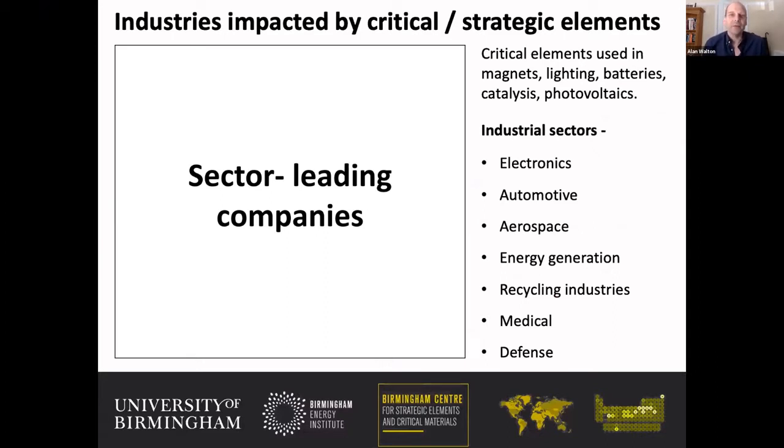Well, who cares about that? Well, if you look at where those metals are used, they're used in magnets, lighting, batteries, catalysis, photovoltaics, all those types of elements. And they're used in a huge number of industrial sectors, from electronics to automotive, aerospace, energy generation, medical, and defense. So the sorts of companies that are really concerned about these sorts of materials are listed on the left-hand side here. And these are big engineering companies across the globe.